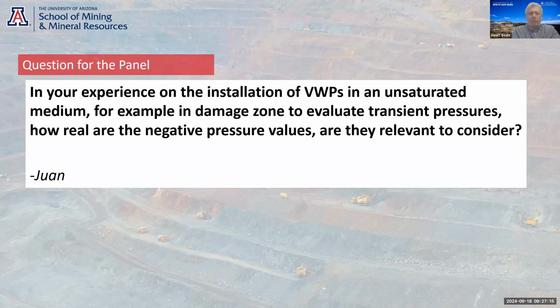So for a real situation in a pit slope where you're trying to measure transient conditions, a couple of meters of negative pressure is real, but you don't need to consider it. It's not relevant. What is relevant is the transient positive pressure.